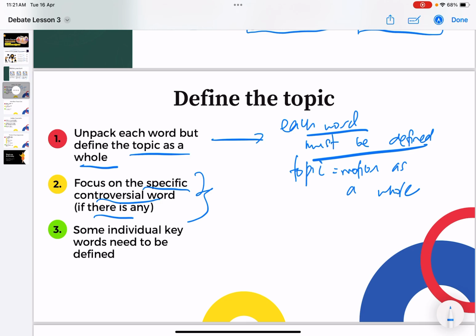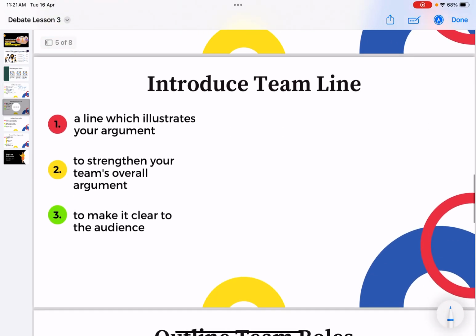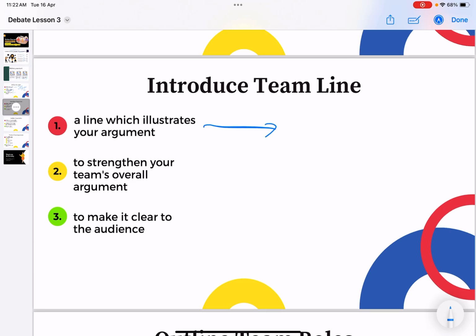Those are very important. And some individual keywords need to be defined. This one we have already discussed even from lesson 1. Okay, introduce your team line. Okay, a line which illustrates your argument. Okay, this is the team line. So for example, mobile phones should be banned in the classroom.